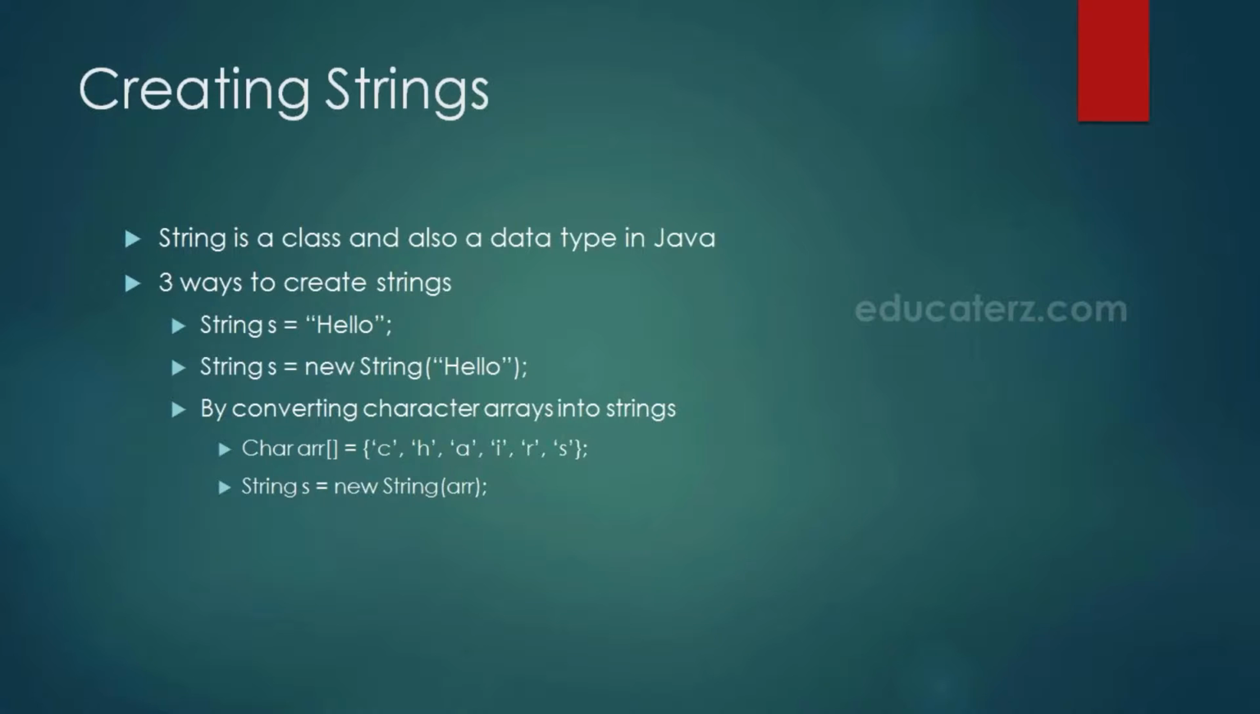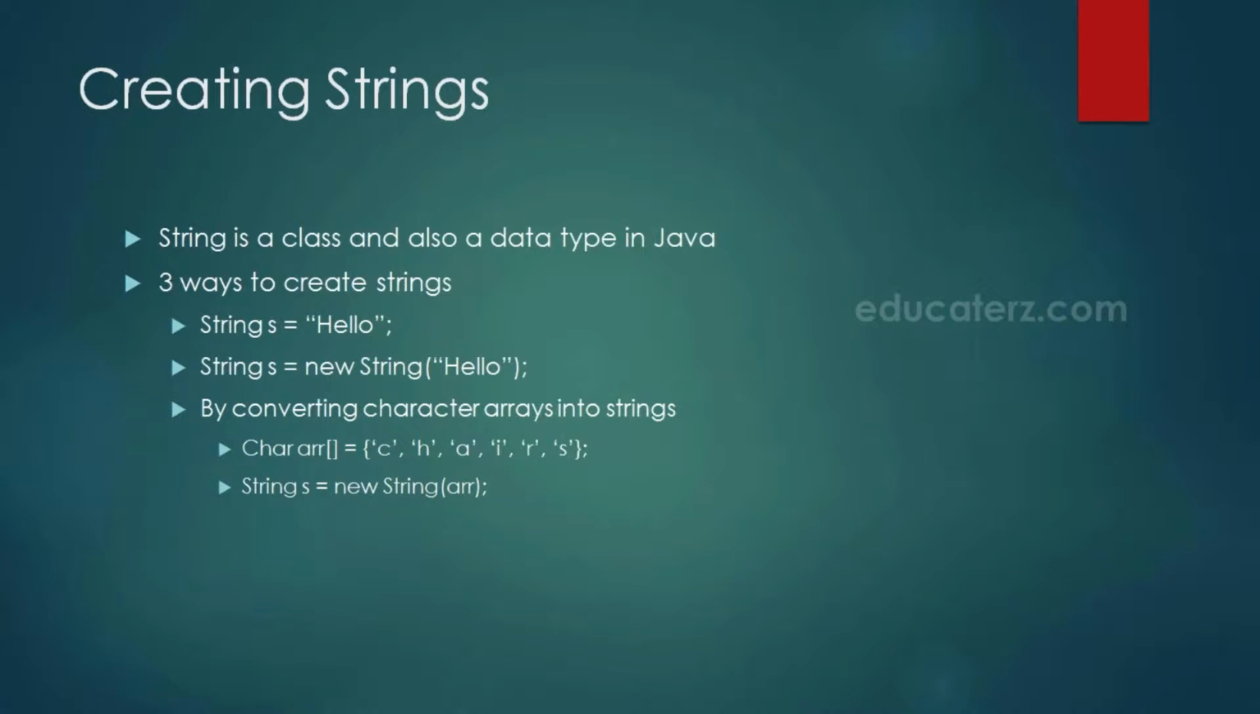When I say it's a data type, for example, if I have written a class called Person and created an object called Raju of that class, now I can say Raju is of type Person, because every class in Java is treated as a data type. So since String is a class, we can also call String a data type.